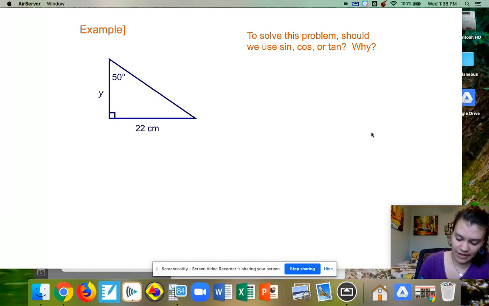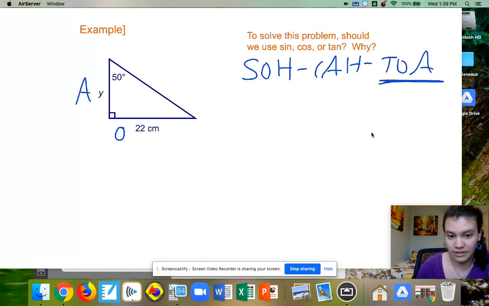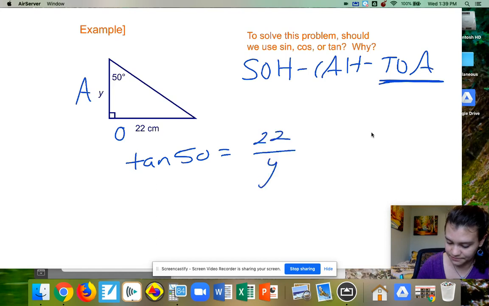So here's our angle. We have the opposite side here and the adjacent side on this one. I put our SOHCAHTOA again. We have opposite and adjacent, so you want to be using tangent. So tangent of the angle of 50 equals the opposite over adjacent. And now you can keep going with this to solve.